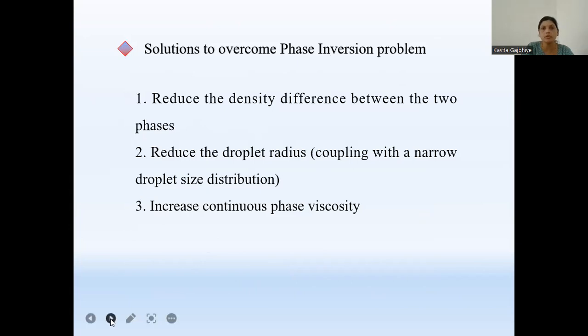Yes, the solutions to overcome the phase inversion problem. Reduce the density difference between the two phases, dispersion medium and dispersed phase. Reduce the droplet radius, coupled with a narrow droplet size distribution, and increase the continuous phase viscosity.